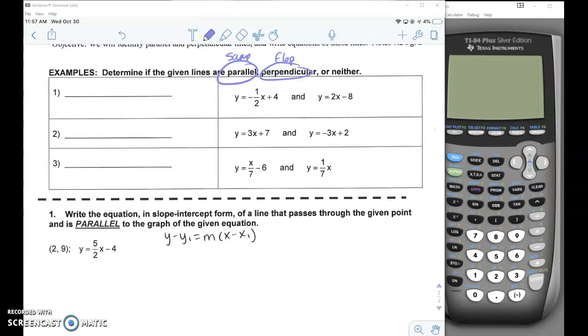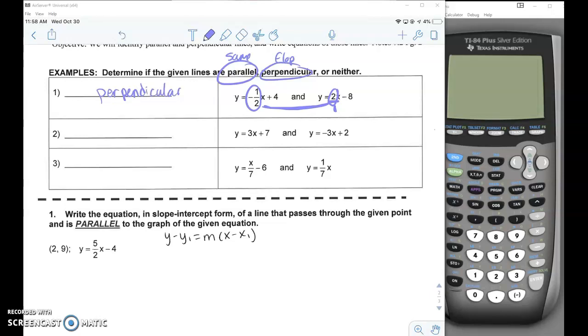Y equals negative 1/2 x minus 4. My slope is negative 1/2, and y equals 2x minus 8. Notice that these are flopped. I have opposite signs, and I flip from 1/2 to 2 over 1. That means these lines are perpendicular.